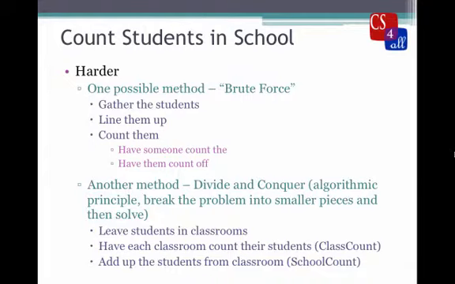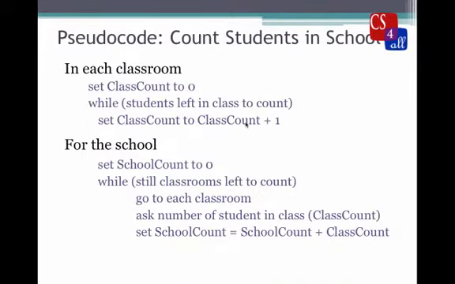So, one way to use divide and conquer to count the students in your school would be to leave the students in the classrooms. Have each classroom count their students, creating a variable for that classroom called class count. Then you would add all the class counts together and get a number called school count. The pseudocode for counting the students in your school looks something like this.